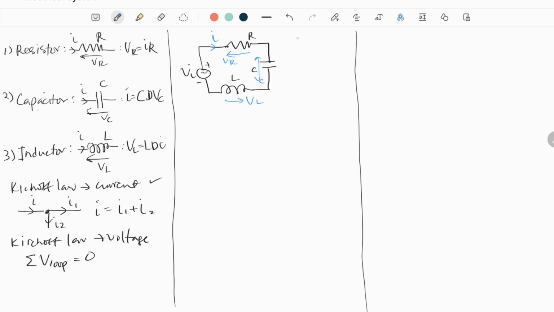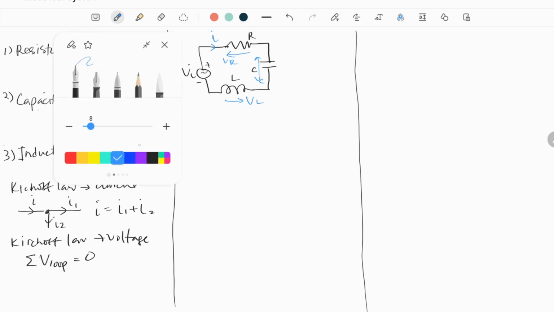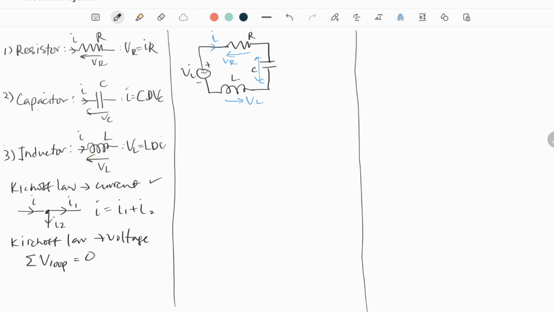So let's say we are going to see how the input is related to the output. Our input is VI, the supply voltage, and our output is V0. So V0 is here.